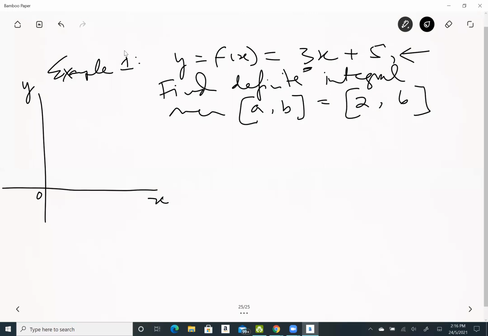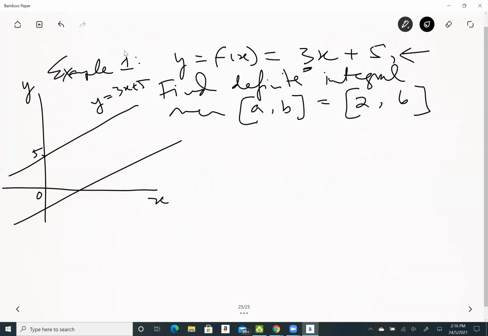Now, what is the intercept? Where does it intercept the y-axis? The line will not go like this. Intercept at 5. So the curve will look something like that. The intercept must be at 5 on the y-axis. So that is the 5 here.